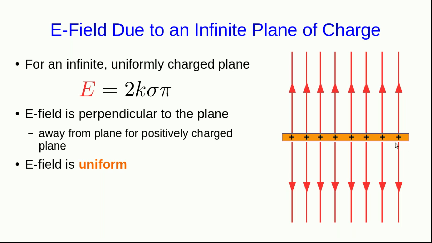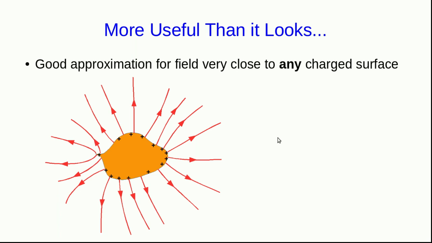And note that we can represent it, instead of with a field vector diagram, with a field line diagram this way, in which case we have electric field lines that are parallel and evenly spaced. Well, you may not be very impressed with this result, because when have you ever come across an infinite plane of charge? Certainly never, and so it seems sort of useless. Except that this is a good approximation for the field if you're looking very close to any charged surface.